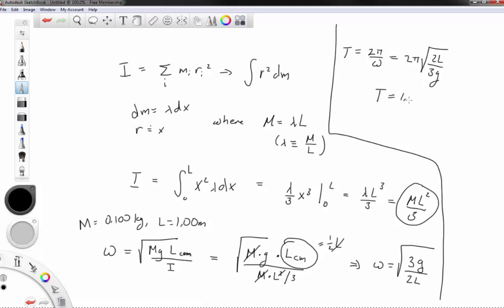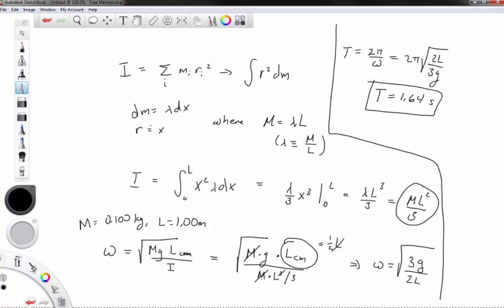T equals 1.64 seconds. Quick double check is, remember the rule of thumb that I mentioned earlier. If you have a 1 meter long simple pendulum, the period will be 2 seconds. So what's a quick double check that we can do? Well, this physical pendulum has a total length of a meter. So it should actually have a period which is shorter than the equivalent length simple pendulum, and that is satisfied.